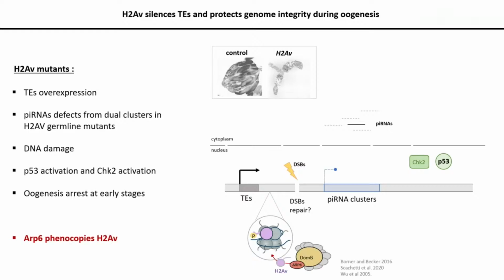And very interestingly, it has been shown in the literature that the complex of ORB6 together with Domino B is important to load H2AV into the nucleosome and the chromatin. So to see if ORB6 could phenocopy H2AV, we did mutations of ORB6 in the germline, and we saw that indeed ORB6 mutations have a very similar phenotype to H2AV.